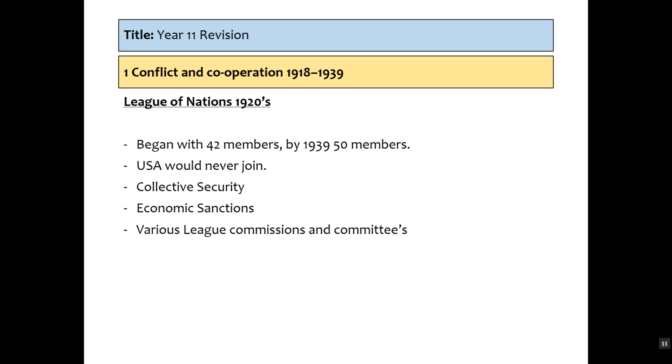So now we come to the League of Nations, which is Wilson's vision. He raises expectations. He wants it to be a world parliament. He wants it to be a police force intervening where absolutely necessary. It starts with 42 members. By 1939, it has 50 members. So it is successful in that regard, that it manages to get all of these countries involved.